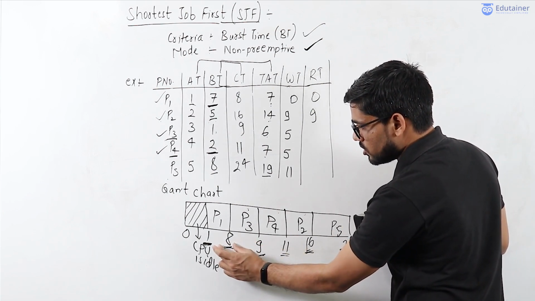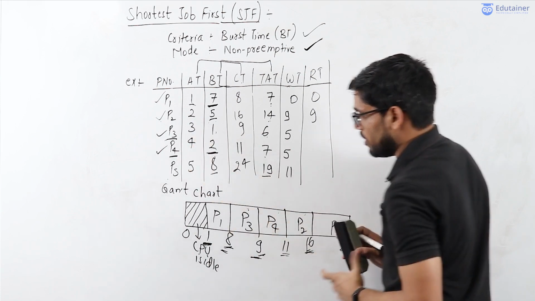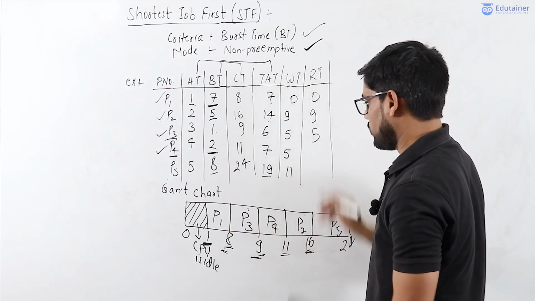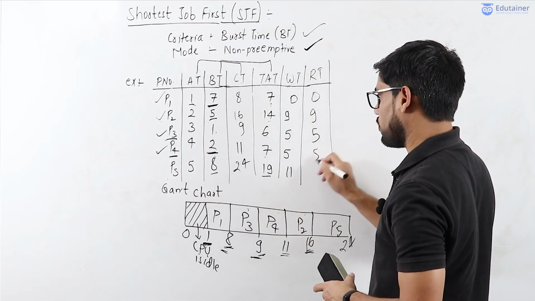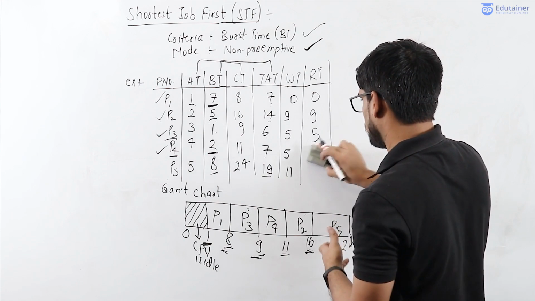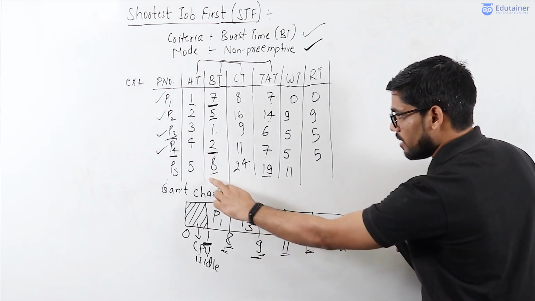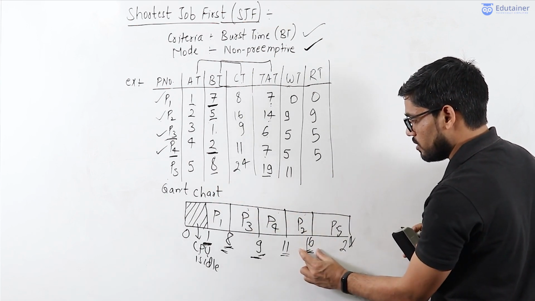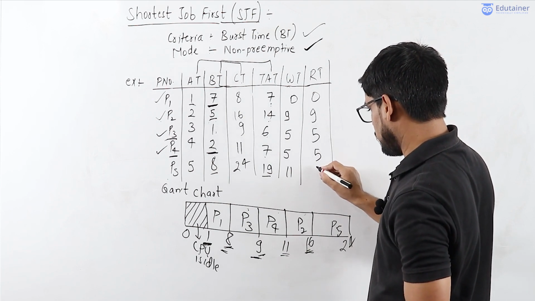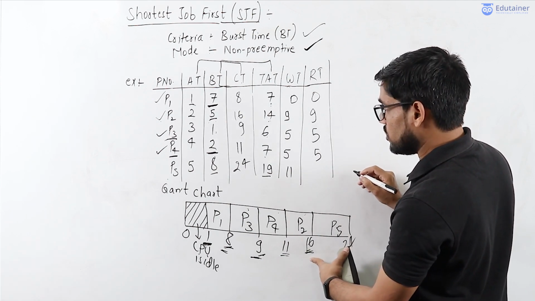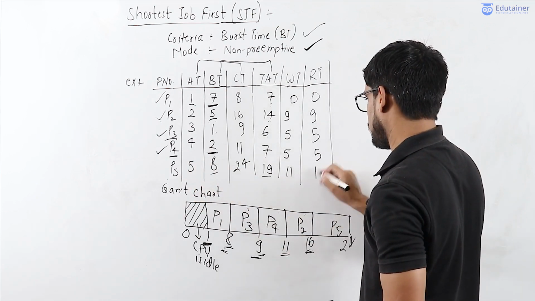Then process P3. Process P3 is scheduled to the CPU at time 8 and it arrived at time 3. So 8 minus 3 is 5. Similarly process P4, 9 minus 4 is 5. And process P5 arrived at time 5, but it is scheduled to the CPU at time 16. 16 minus 5 is 11.